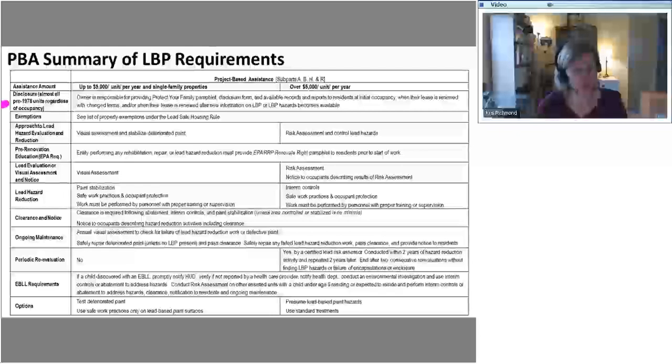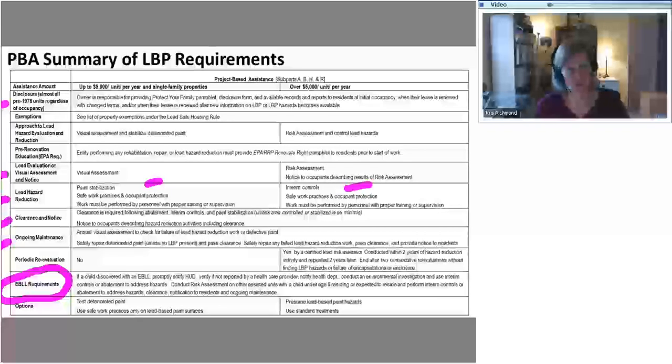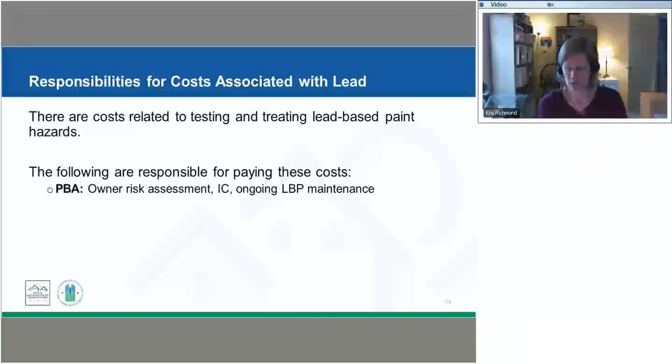We have our disclosure, we have our looking, our evaluation, this is our treating, our lead hazard reduction: are we doing paint stabilization, are we doing interim controls, we have our clearance and our telling, we have our ongoing maintenance, and then down here you see EBLL, which stands for Elevated Blood Lead Level requirements. We're going to talk a little more about that, but that's what we do if we have a child who has an elevated blood lead level in one of our project-based assistance units. What does the owner need to do? How do we communicate with HUD? That type of thing. We'll go over all of that later on in our module today.